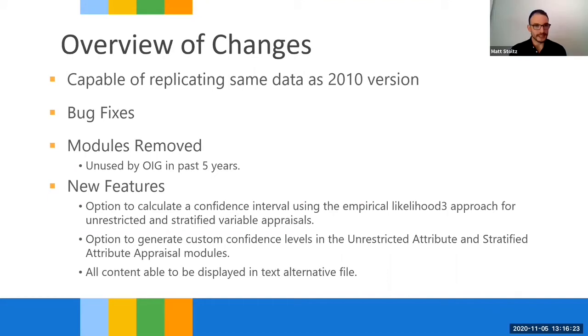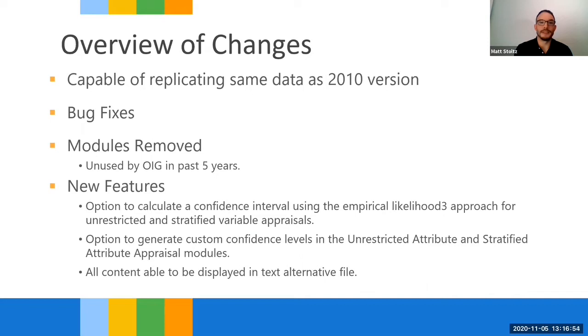This new feature in the 2019 version allows the option to generate custom confidence intervals, or confidence levels, excuse me, in the unrestricted attribute and stratified attribute modules. Again, maybe there are some statisticians or OIG that can really get into the nitty gritty of RatStats. We like it because it helps define simple random sampling, statistically valid samples, and is easy to use.